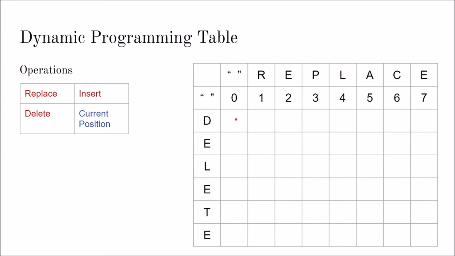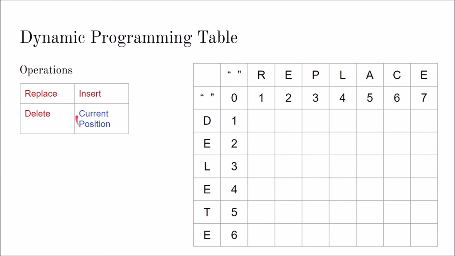So we need to perform an insertion, and on the next column we need to perform two insertions, on the next three, and so on. So this is how you fill out the first row and the first column of the table. So now comes the interesting part.